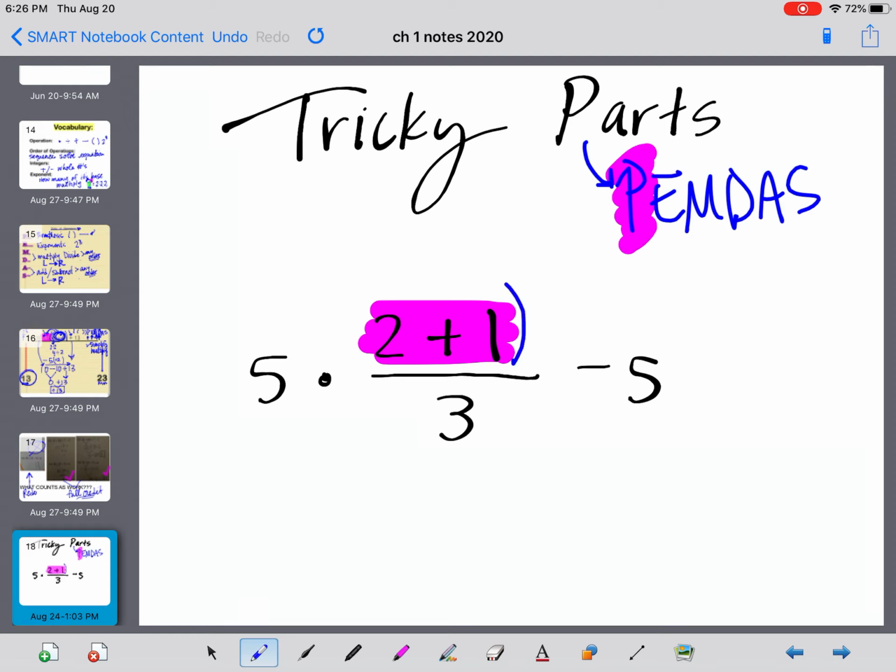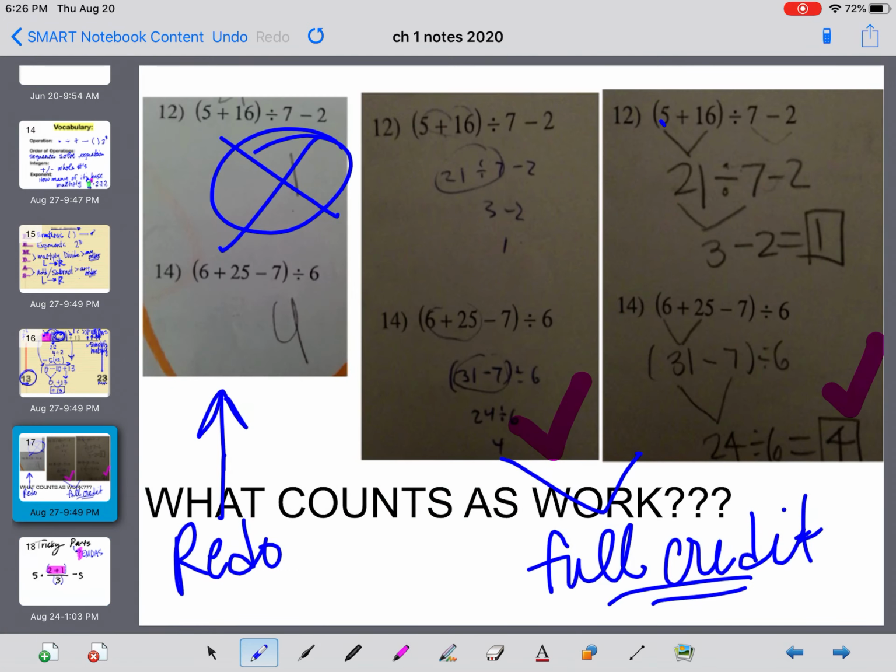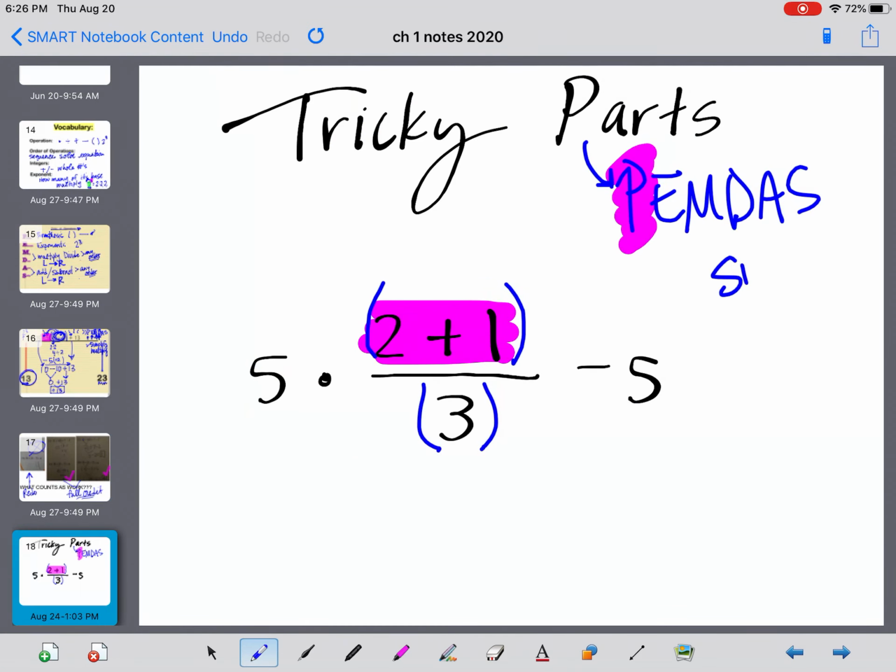If it helps you, kind of imagine in your mind that there's some invisible parentheses around the numerator and denominator, because they're being grouped together. And I have to simplify first. Oh, whoops. I have to simplify first before I do any divide. And this is exactly what I'm talking about right here. I want to simplify first.